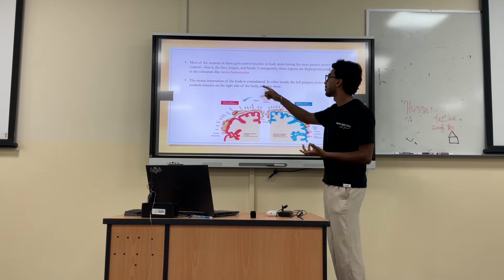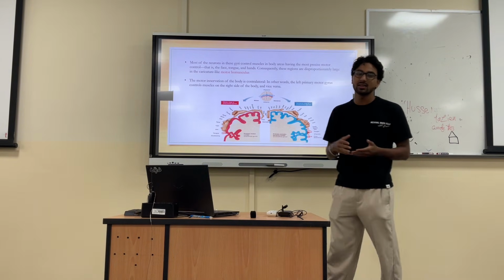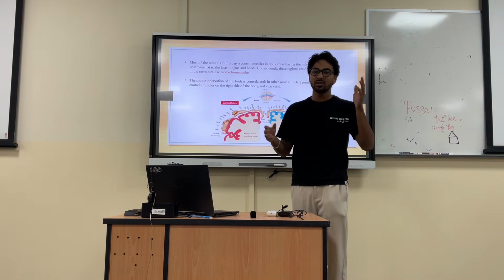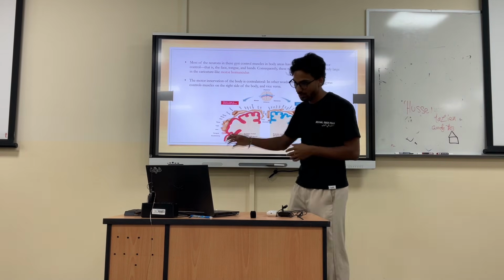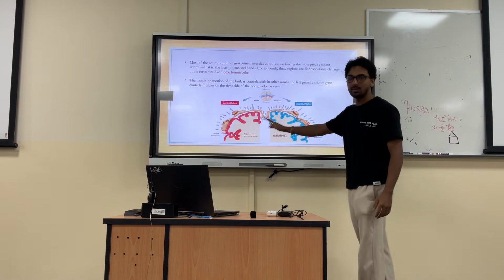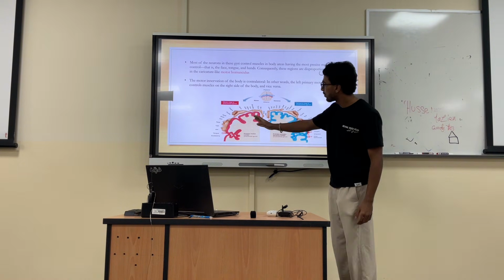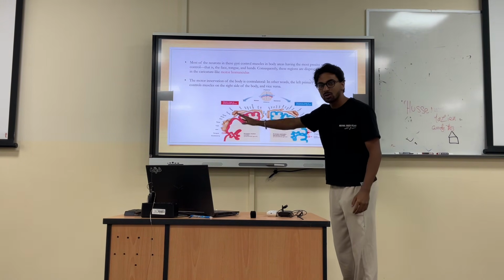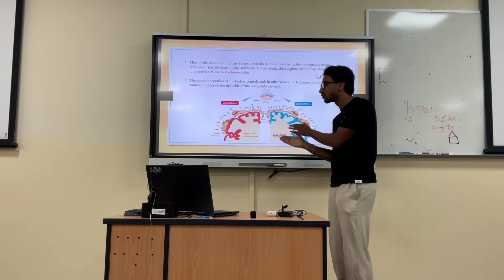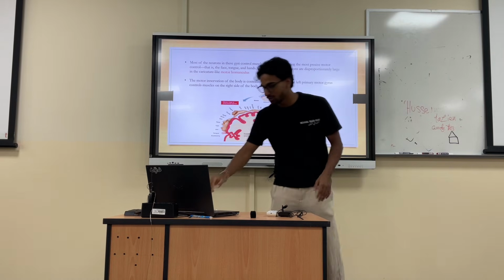The motor innervation of the body is contralateral. Again, how we say the right controls the left and the left controls the right. This is not really important for you to learn. This is just a reference image, so you can see how large the area is for the smaller parts which are controlled for fine movements, whereas the larger ones.